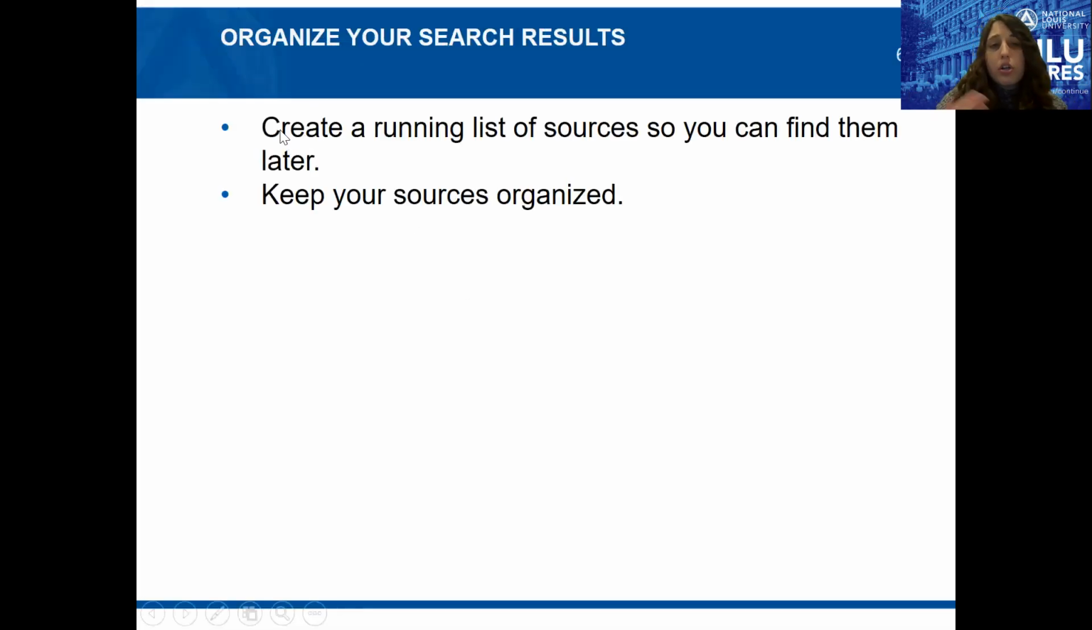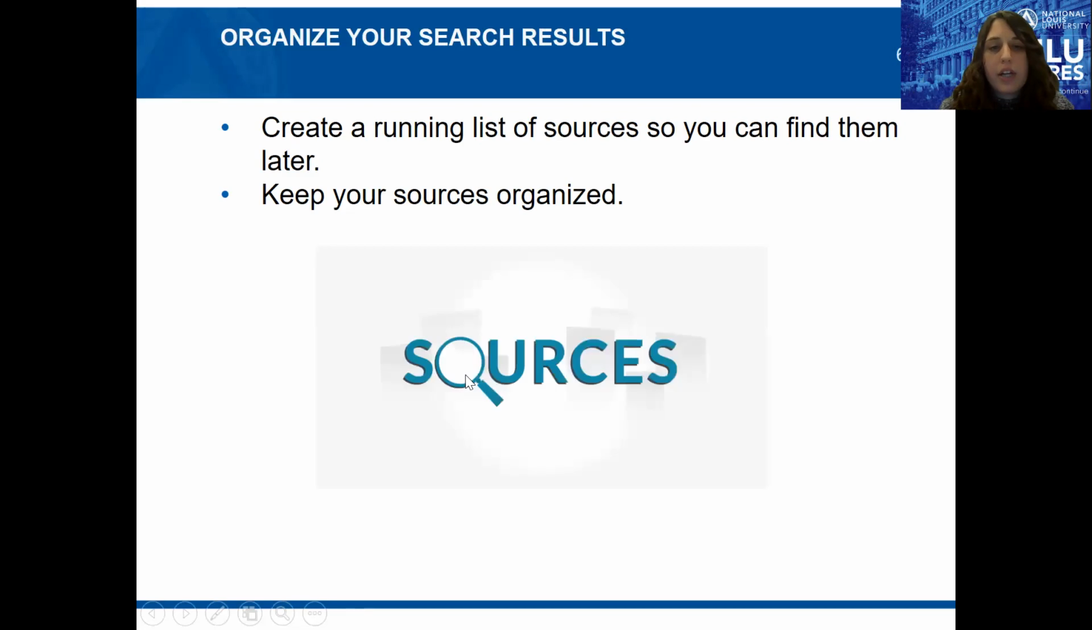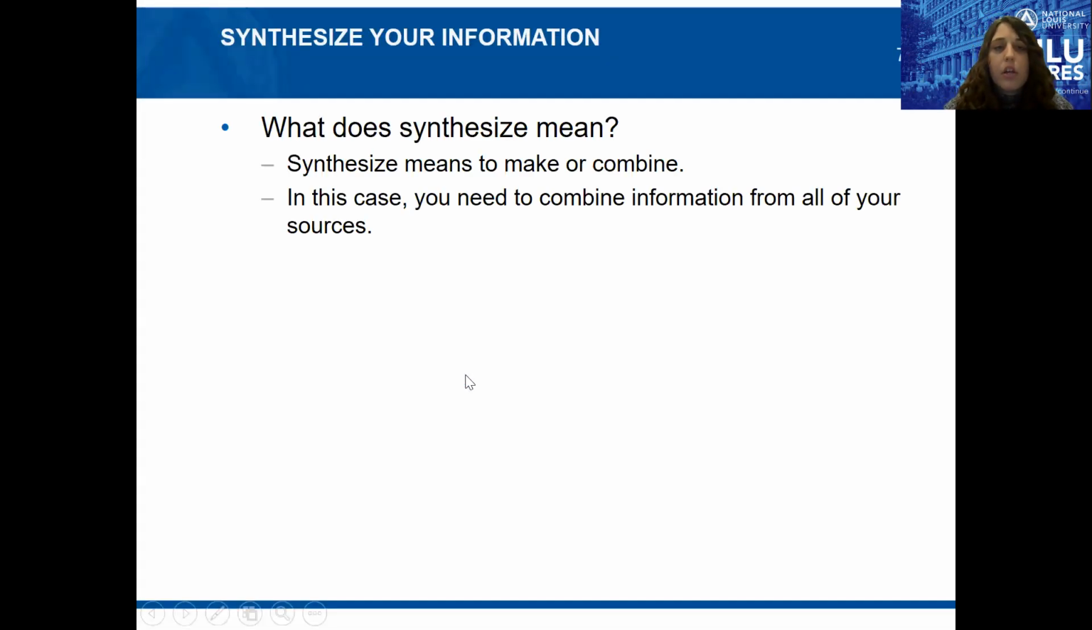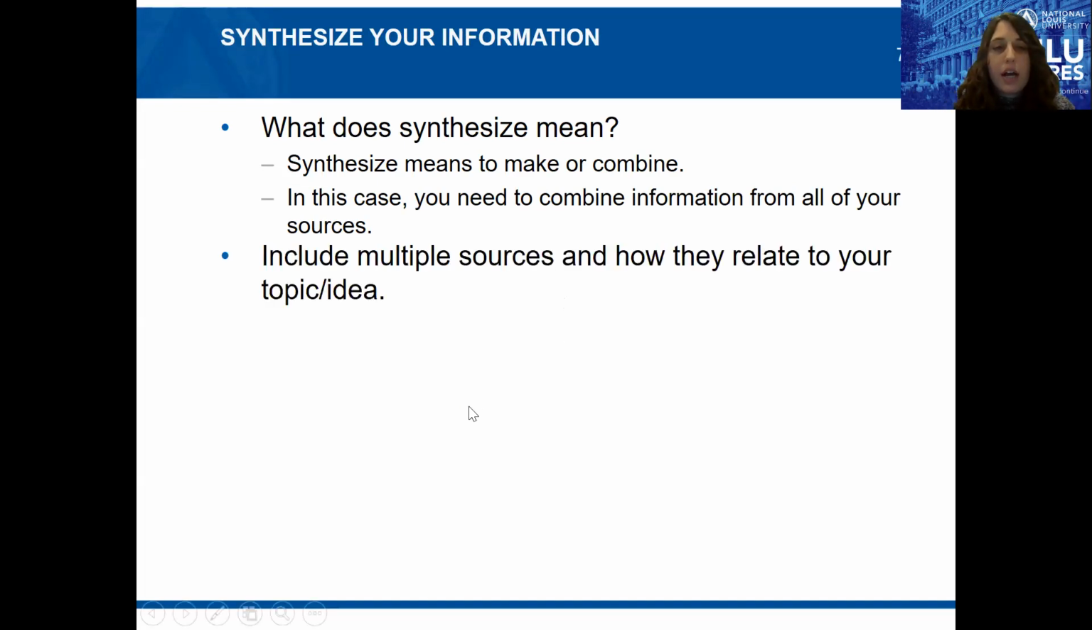So you start to make a running list with your sources. So maybe you take those citations or the link you use to access it and make a list of all your sources to keep them organized and kind of start to find out what they have in common. Then you're going to synthesize your information. So synthesize means to combine, to bring that information together. So you want to look for what information in your sources can you bring together? How can you combine it? What does it have in common?